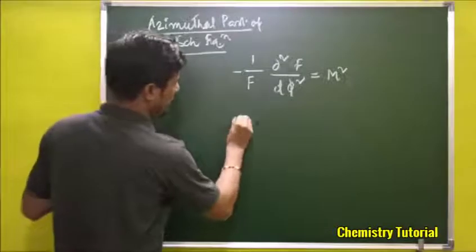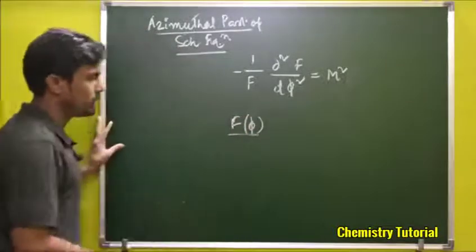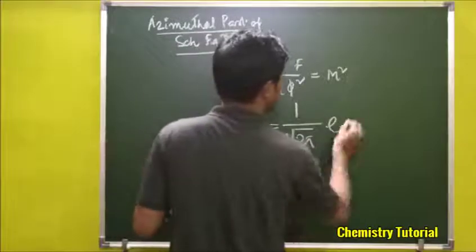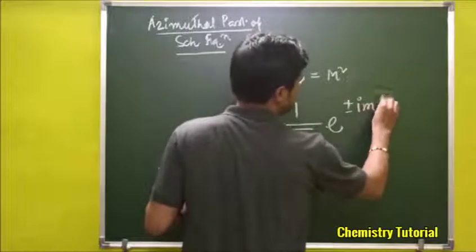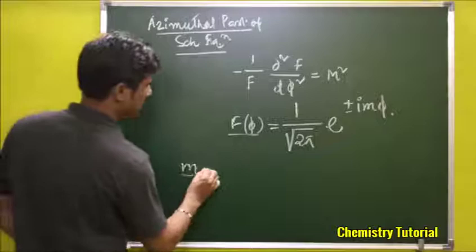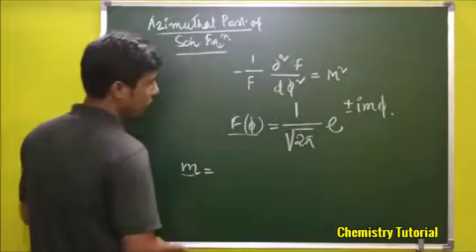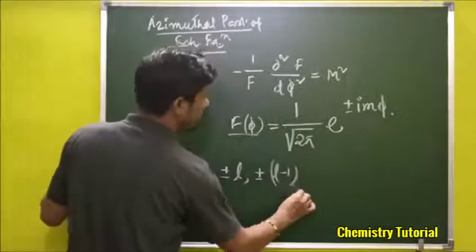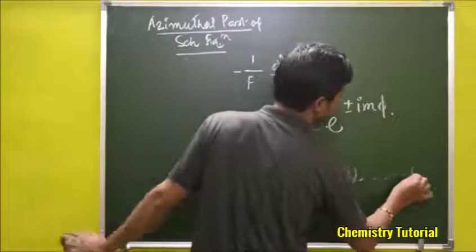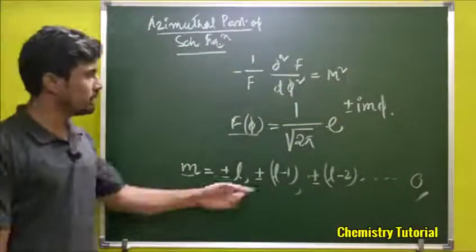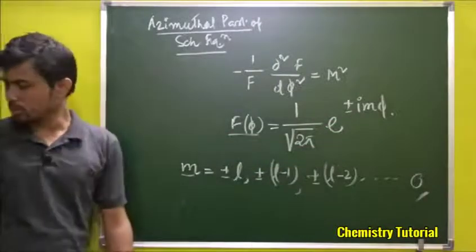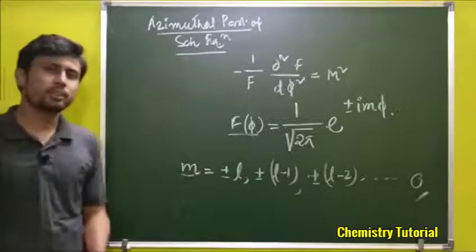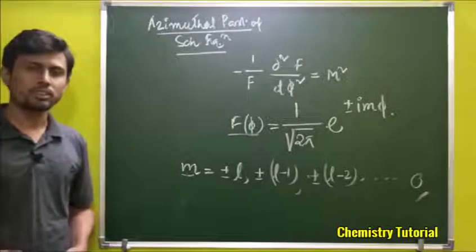The solution is expressed as f as a function of phi. It is given by a normalization constant, that is 1 by root over twice pi, e to the power plus or minus i m phi. So here m is the azimuthal quantum number, and its value ranges from plus minus L, L minus 1, L minus 2, up to 0. So these are the values of m. These are the solutions of the different parts of the Schrödinger equation for hydrogen atom.